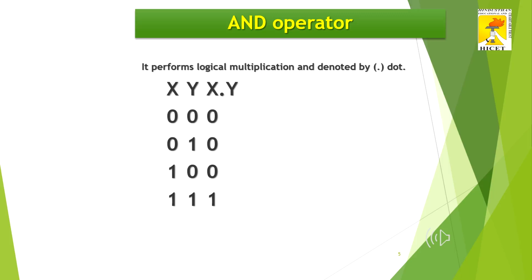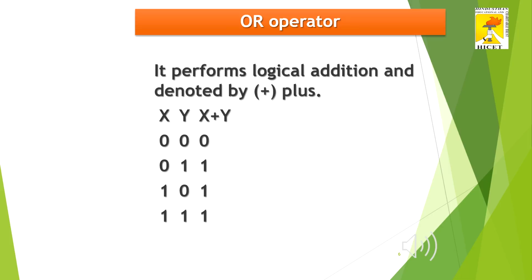So what is the AND operator? The AND operator simply performs the logical multiplication. In normal multiplication, what do we do? 0 into 0 is 0, 0 into 1 is 0, 1 into 0 is 0, and 1 into 1 is 1. If both the inputs are true, then only we get true, that means 1. Otherwise, we get the answer as 0. This is the truth table for the AND operator. Once again: 0, 0 is 0; 0, 1 is 0; 1, 0 is 0; and 1, 1 is 1.